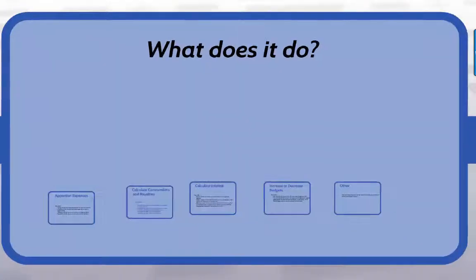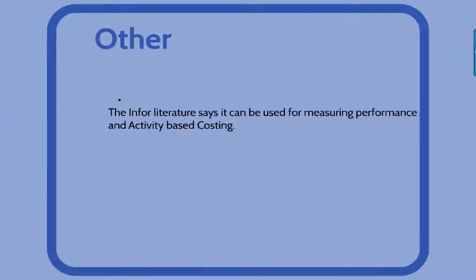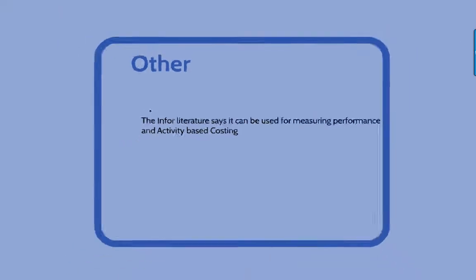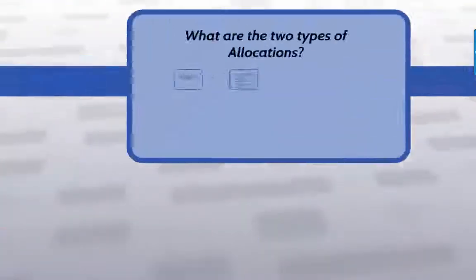Okay, and then our final one is other. The Infor literature makes a big deal about how it's perfect for performance and activity-based costing, and I don't really understand what they mean by that, but if you are familiar with performance or activity-based costing, you might be able to come up with a good example that will help you implement. Okay, so let's go ahead and get going into the elements.